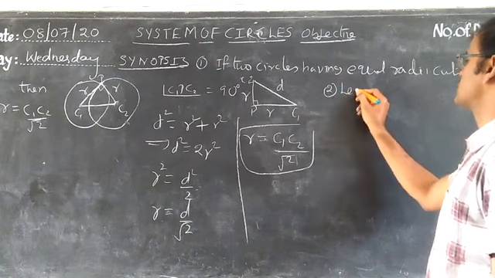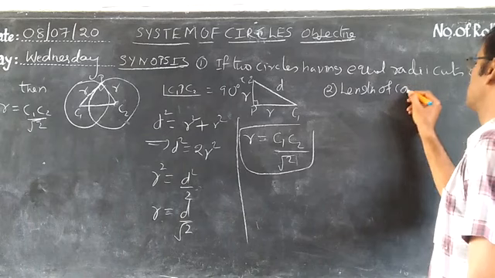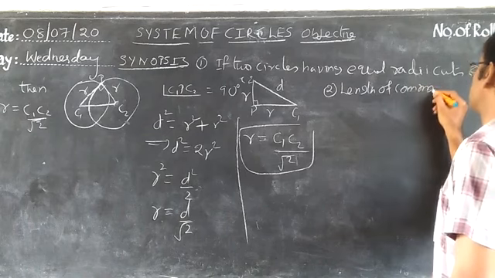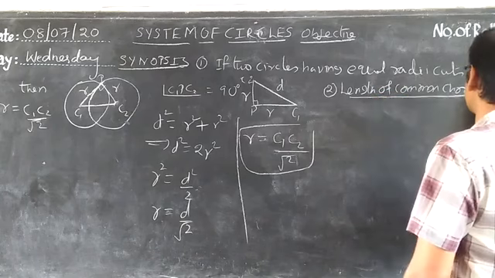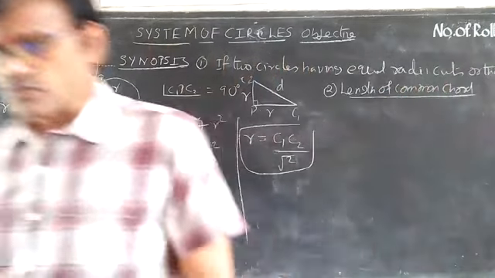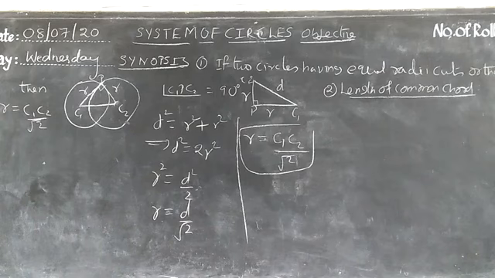Next, let us discuss the length of the common chord. This is not in IP, only the common chord concept is there. Now I am going to discuss the length of the common chord, whether the circles are intersecting orthogonally or not. In general mode, we can discuss the length of the common chord.